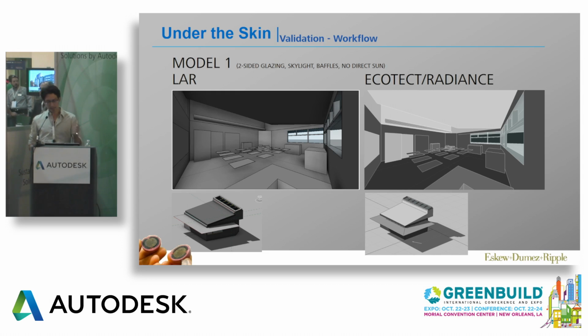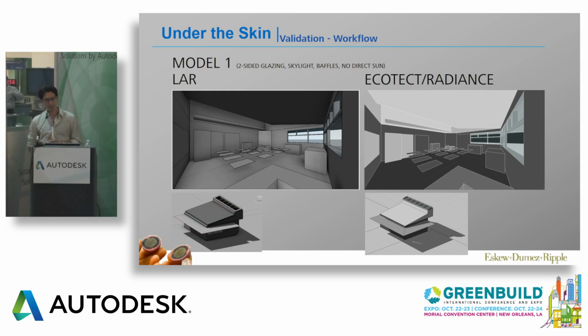So here's just a quick example of some preliminary studies testing that concept. On the right is an EcoTect Radiance model that was provided, and you can see that the model has skylights, baffles, corner glazing, 2 different curtain wall systems, and then a fairly large overhang that prevents any direct sun from getting into the space. So, fairly complex in terms of the different daylighting systems that are incorporated into that particular model.